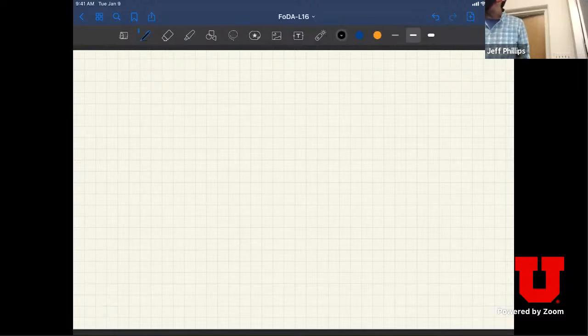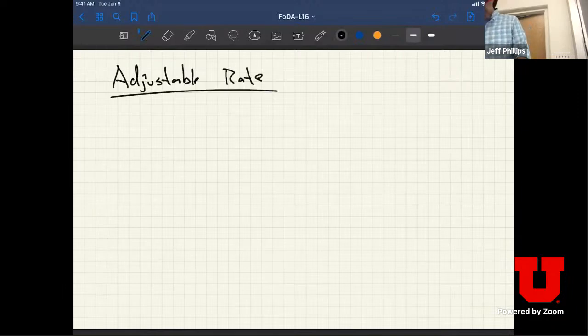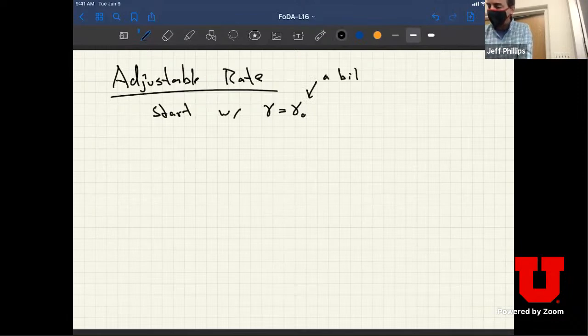Okay, the other way of doing it is an adjustable rate algorithm. This is where I'm going to start with some gamma equal to gamma naught, some initialization. And I'm going to start this a bit larger than I think is the right answer.